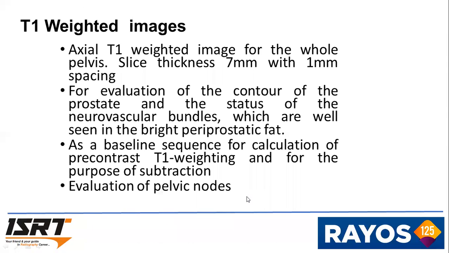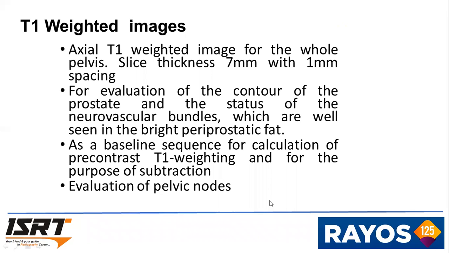Now coming to the T1 weighted images. Axial T1 weighted image for the whole pelvis is taken. Slice thickness preferred is 7 mm with an interspacing of 1 mm. It is taken for the evaluation of the contour of the prostate and the status of the neurovascular bundles, which are well seen in the bright periprostatic fat.